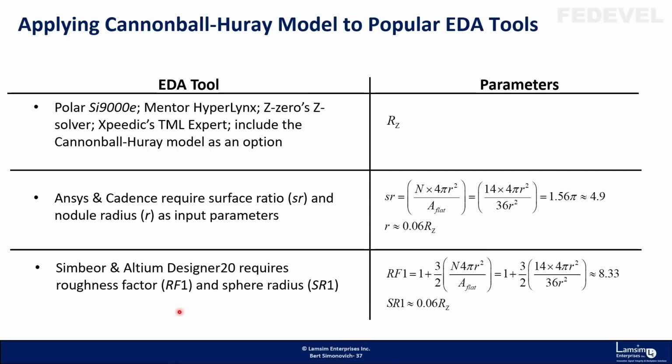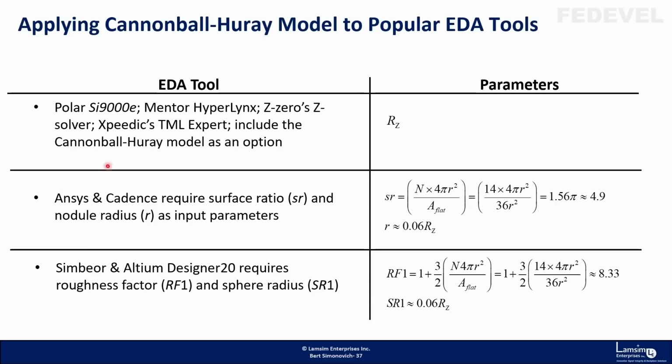And then here is Simbeor and Altium. They have the same model because Altium has licensed the Simbeor solver, they just call it by different names. They'll ask for RF1 and SR1. RF1 is similar to the one above, except the equation is this part of the Hooray equation. But again, it's very similar. You put it in, it'll cancel out. And in this case, you use 8.33 for a constant. And SR1 is the same, 0.06 Rz.